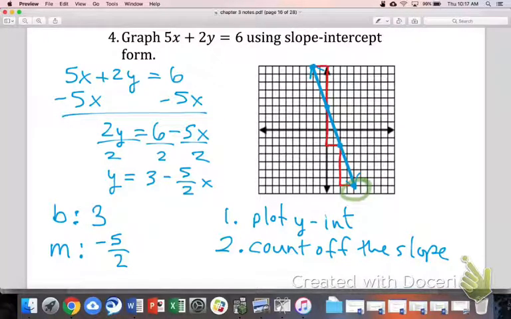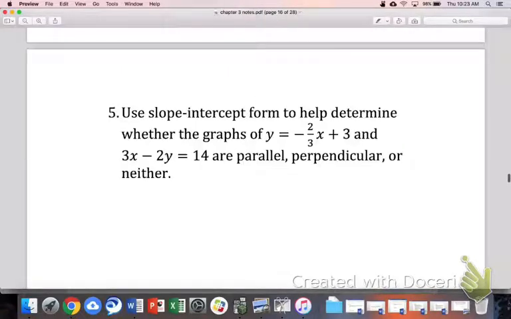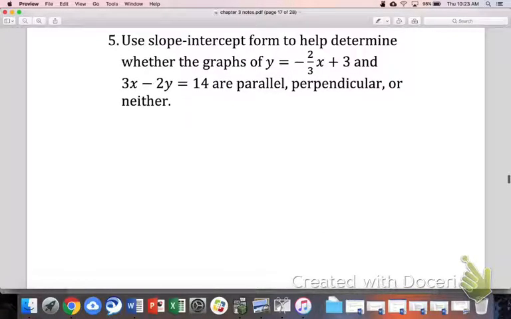Okay. So let's do our last one here. You'll get plenty of chances to practice this. We'll practice this some more as we go throughout our week. Okay, so I think we can do this one. This goes full circle back to where we started our class here. This says use slope-intercept form to help determine whether the graphs of these two lines are parallel, perpendicular, or neither. We answered a question like this earlier.